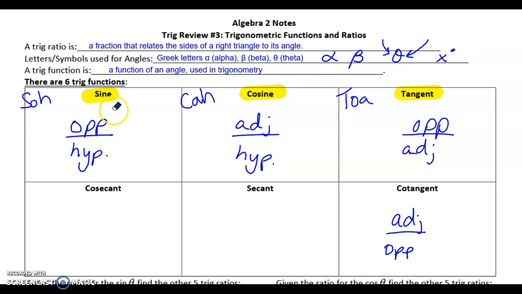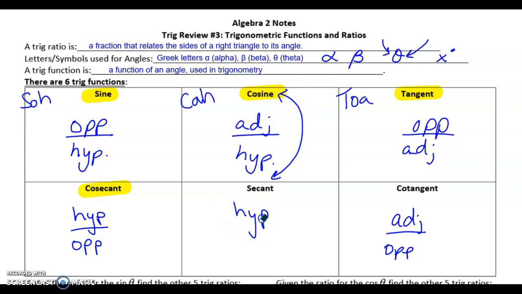Okay, so the reciprocal of sine would be the cosecant, and what we're going to do is just flip it over. So instead of opposite over hypotenuse, it's hypotenuse over opposite. Secant is going to go with cosine, so it's the reciprocal of cosine. So it's going to be the hypotenuse over the adjacent. And then tangent, instead of opposite over adjacent, it's going to be adjacent over opposite.